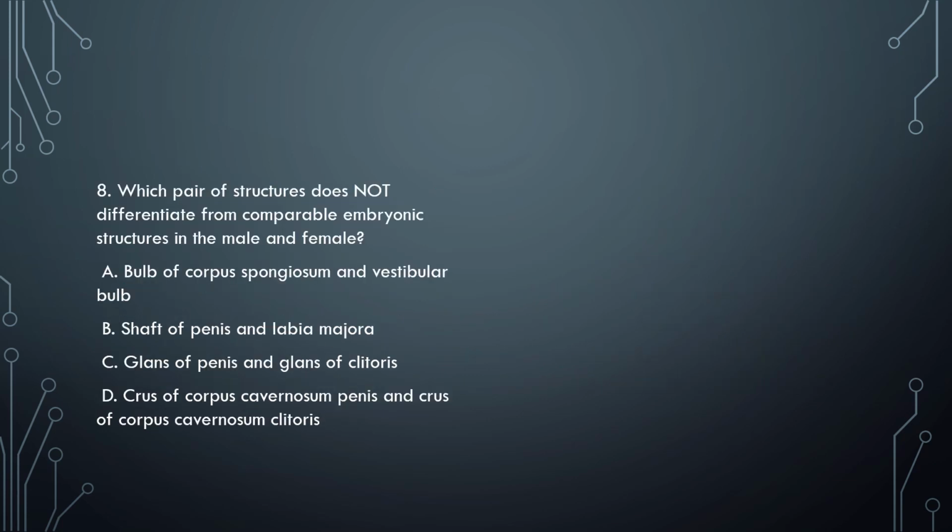Question number 8. Which of these structures does not differentiate from a comparable embryonic structure in male and female? Is it the bulb of corpus spongiosum and vestibular bulb, the shaft of penis and labia majora, the glans of penis and glans of clitoris, or the crus of corpus cavernosum penis and crus of corpus cavernosum clitoris? What is the correct answer? The correct answer is the shaft of penis and labia majora. Why?